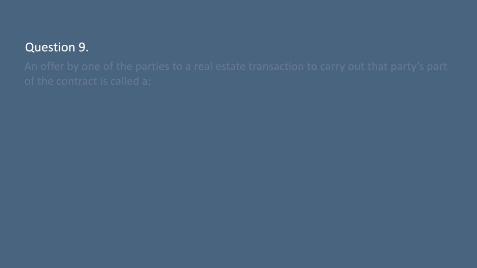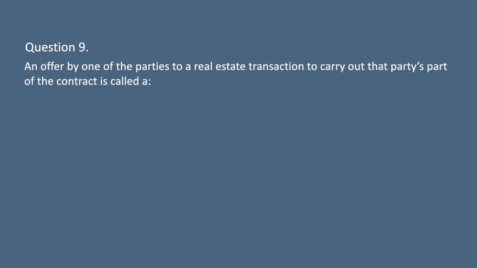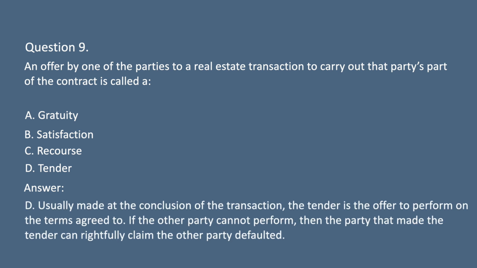Question 9. An offer by one of the parties to a real estate transaction to carry out that party's part of the contract is called A. Gratuity. B. Satisfaction. C. Recourse. D. Tender. Answer. D. Usually made at the conclusion of the transaction, the tender is the offer to perform on the terms agreed to. If the other party cannot perform, then the party that made the tender can rightfully claim the other party defaulted.